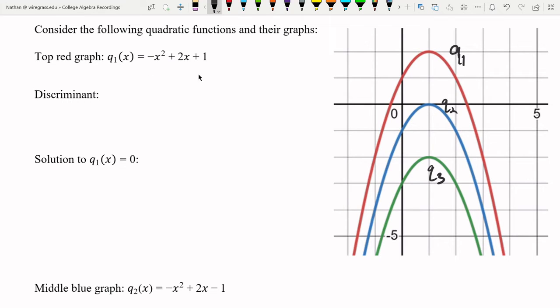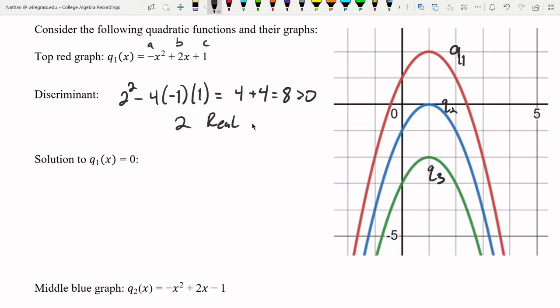So this is the equation for Q1, and the discriminant you can see we have A, B, and C. A is -1, B is 2, C is 1. The discriminant is going to be b squared, so 2 squared, minus 4 times A. A is -1, and C is 1. So we get 4 minus, it's going to be plus 4, 8. And this is greater than 0, so that means we should have two real solutions, which you can see here on the graph as the x-intercepts. And there's two of them because it crosses it twice, of course.